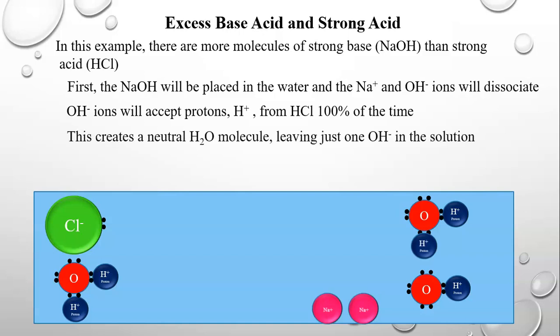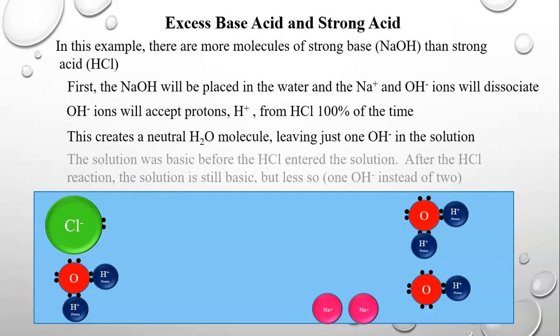This creates a neutral H2O molecule, leaving just 1 OH- in the solution. The solution was basic before the HCl entered the solution. It had 2 hydroxides. After the HCl reaction, the solution is still basic, but less so, because now there's only 1 hydroxide ion, OH-.